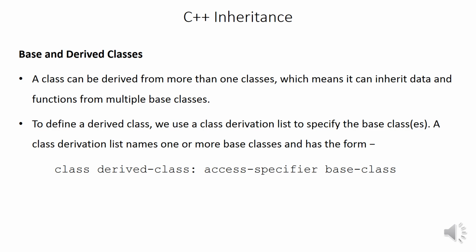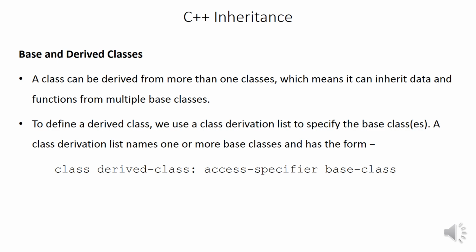So students, how do we refer to the members and functions of an existing class in our derived class? For that purpose, we use this syntax: class, then we write the derived class, and after that we specify the access modifier or access specifier. I told you these are the three types of access modifiers: private, public, and protected. And after that we write the base class. This is the very simple syntax of C++ inheritance.